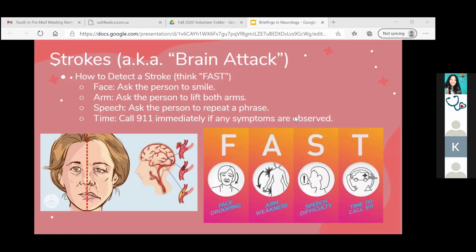The T stands for time. Every second counts with a stroke. The sooner it is treated, the better. Call 911 immediately. You can reduce your risk of a stroke by living a healthy lifestyle. This includes eating healthy foods and exercising regularly.